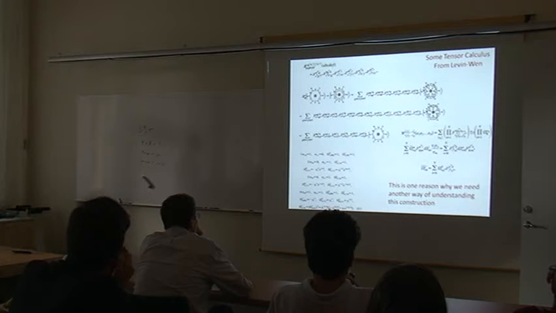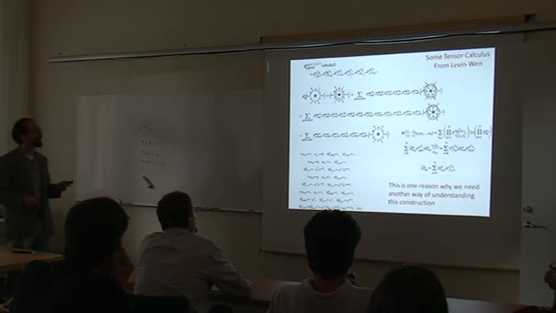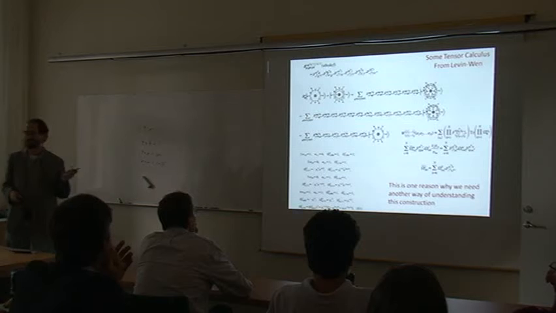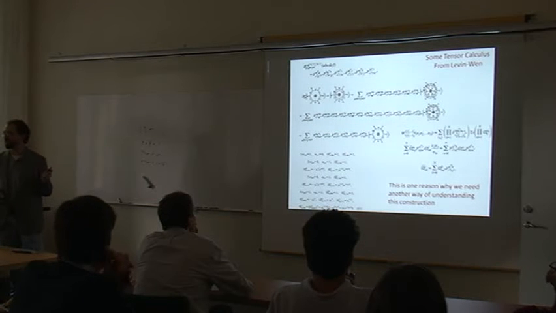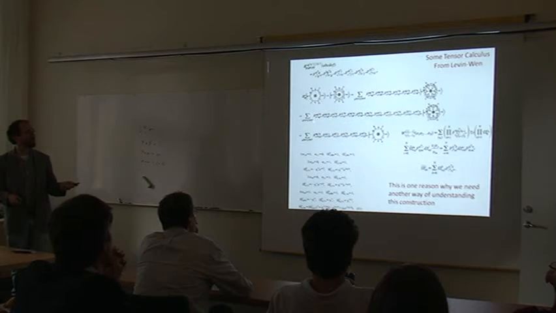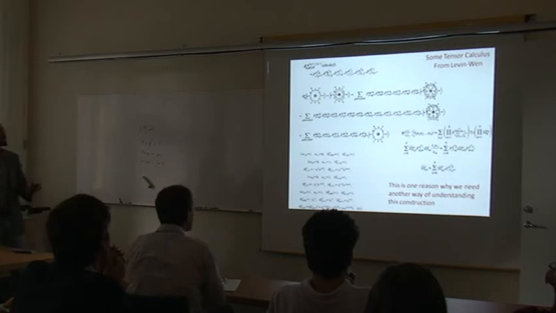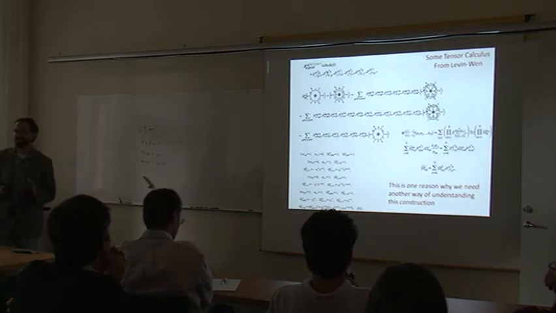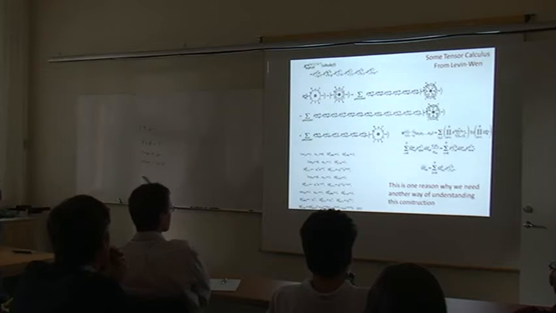Okay, so this is just to convince you that if I try to explain the Levin-Wen model with tensor calculus, with all these 6J symbols, everyone's life would be a nightmare. So I'm not going to do that. I'm going to go on and try to explain it in a different way.